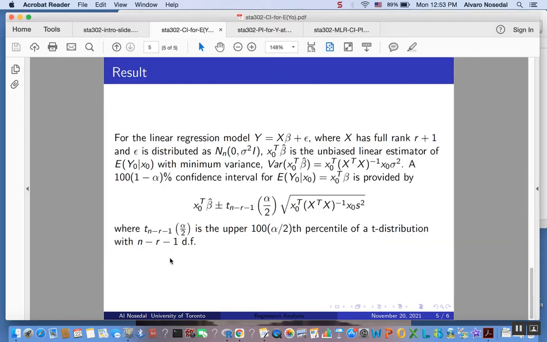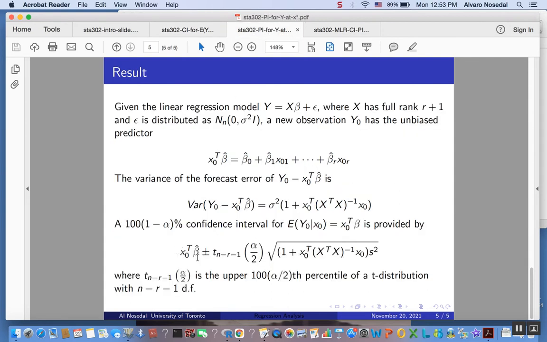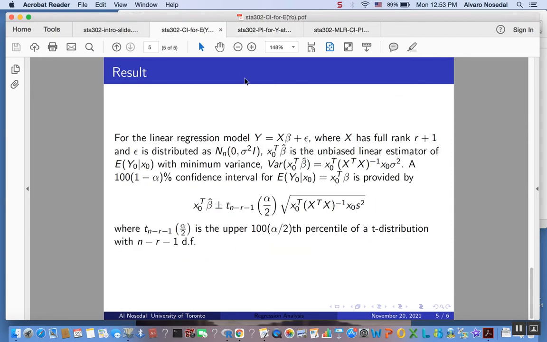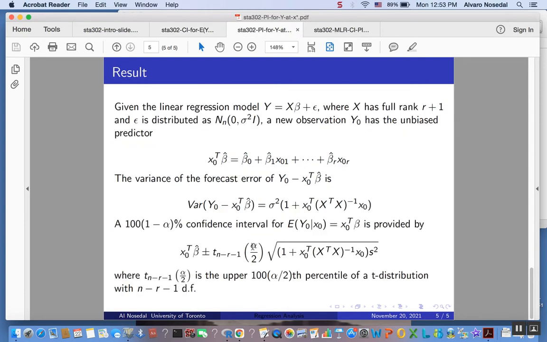We have our confidence interval. How about a prediction interval? Let's compare. See the point estimate, x0 transpose times beta hat. So the point estimate is the same for confidence and for prediction intervals. However, here the standard error, that's the one that changes. This is the same, right? But we have an additional 1 times s squared.